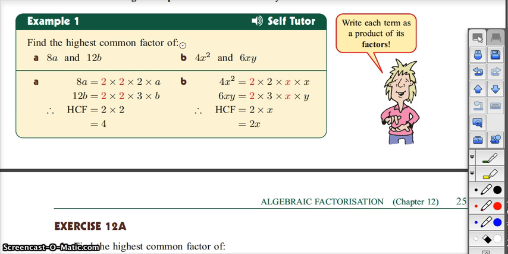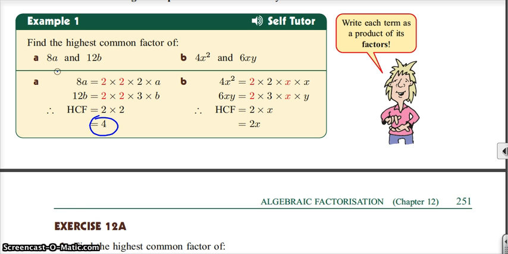Find the highest common factor of 8 and 12. Well, we know that the highest common factor of 8 and 12 is 4. 2's go into it, sure. 2's go into both. But the highest common factor is 4. You can see that, Jordan, it really starts at baby steps. We're just identifying the highest common factor.